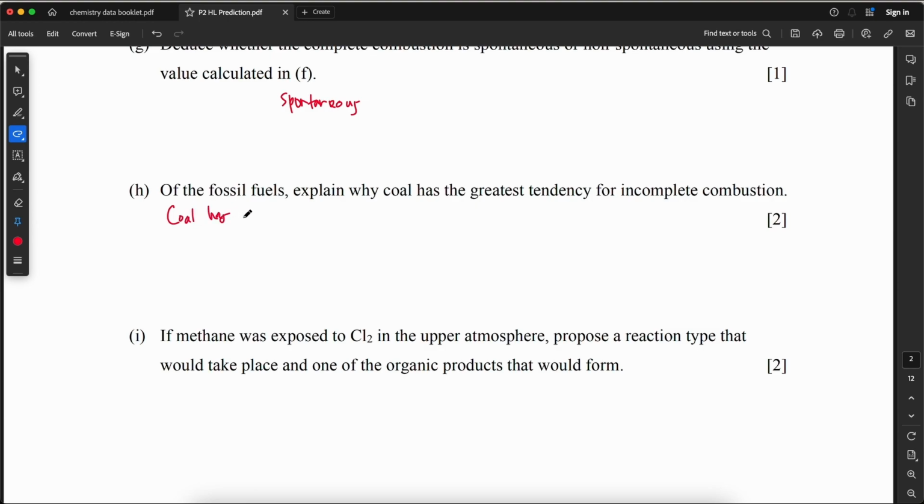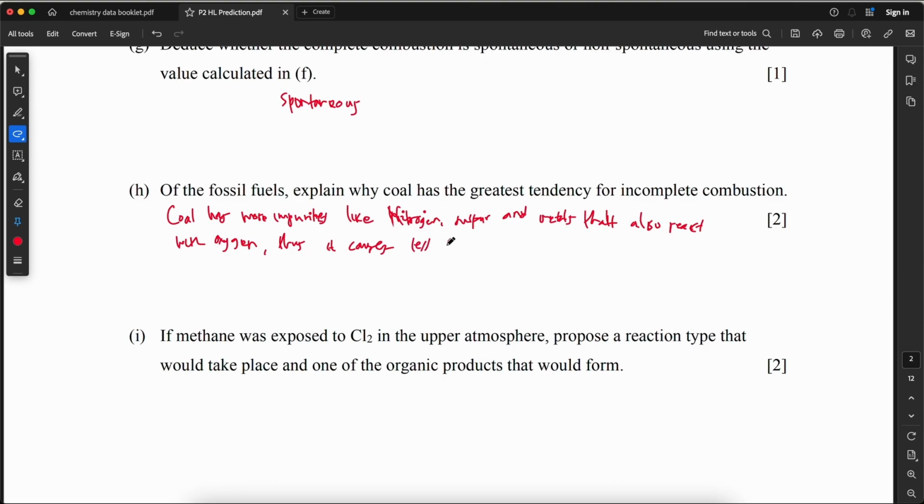Of the fossil fuels, explain why coal has the greatest tendency for incomplete combustion. Coal has more impurities like nitrogen, sulfur, and metals that also react with oxygen. Thus, less oxygen is available to react with coal.